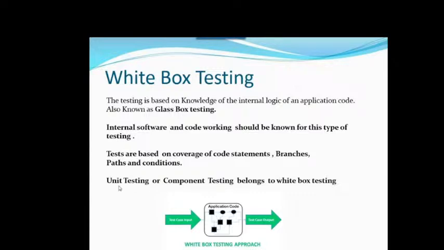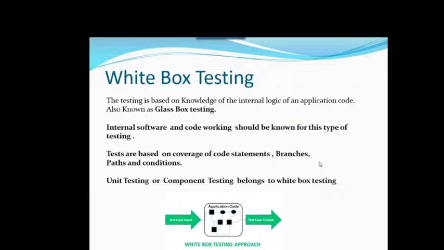Whenever the development is done, the developer will do unit level testing. Unit and component testing belong to white box testing. This is one of the most important interview questions, guys: what is structural testing, what is white box testing, or what is unit level testing. Unit level testing is always done by the developer because they know the internal logic of the code, and before sending to the QA, they need to check at least once whether their code is working properly or not. That's the reason we call it white box testing.